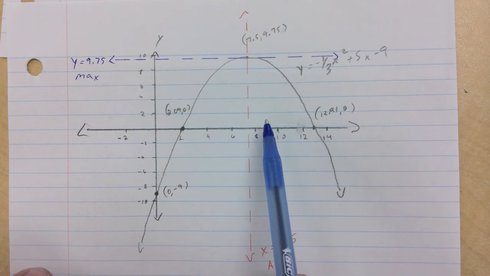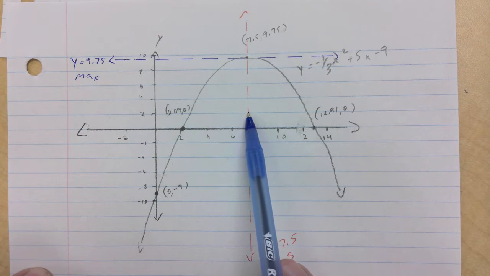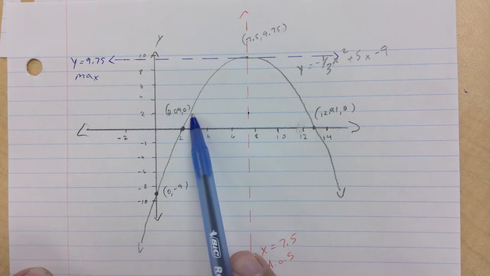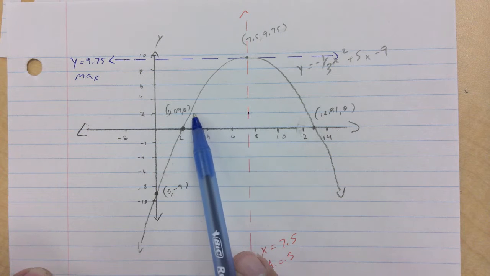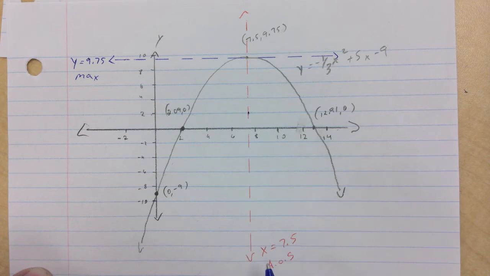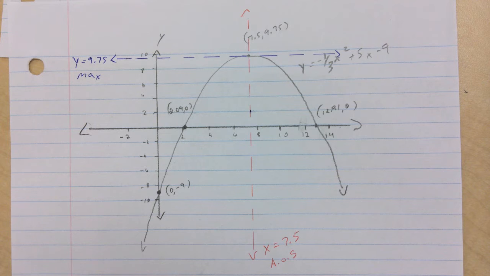And I should also mention that the distance from this line to either side is always going to be the same. So this stretch should be exactly the same as this stretch. That's why we say it cuts it in half. Okay.